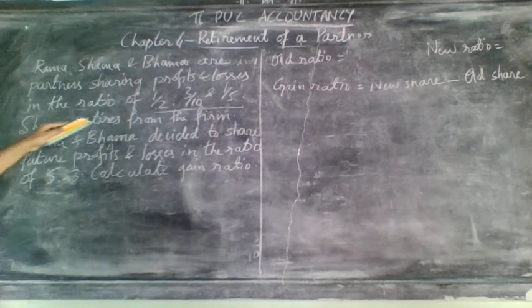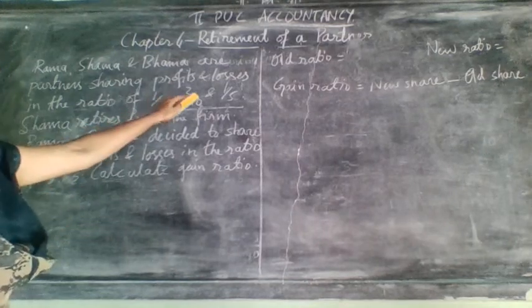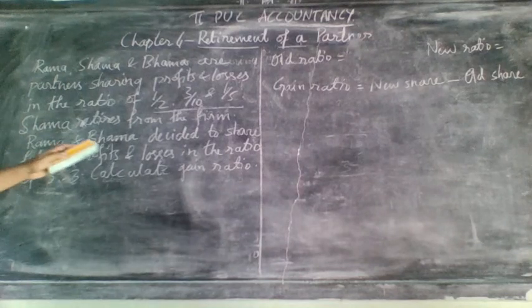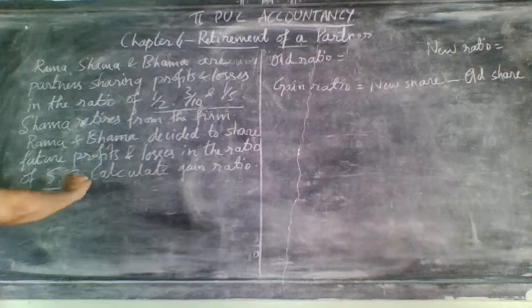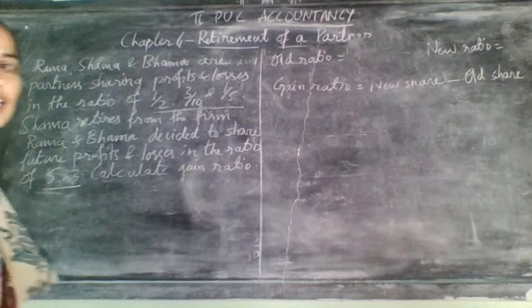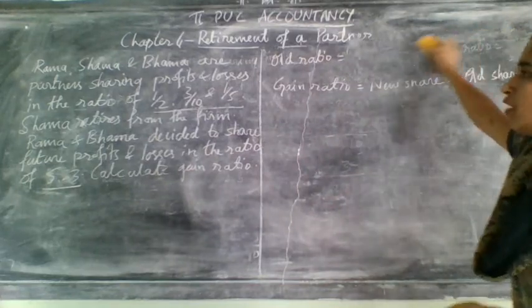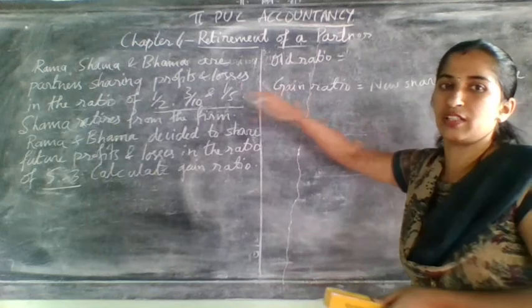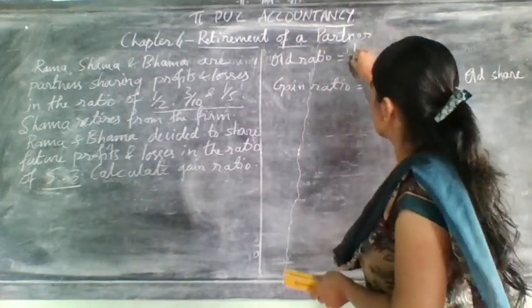After that, Shama retires from the firm. Now Shama is the middle one, so you need to put a circle for the middle one. Next, they decided to share the future profit in 5:3. That is their new ratio. Let us do it first now. Before writing the old ratio, they have given the shares, so we need to convert these into a ratio. So we will convert this first.